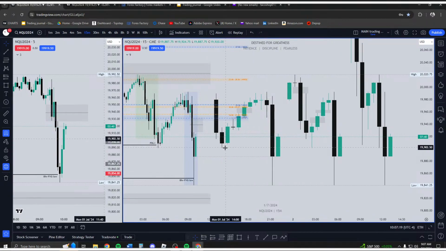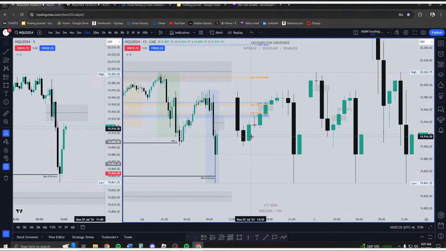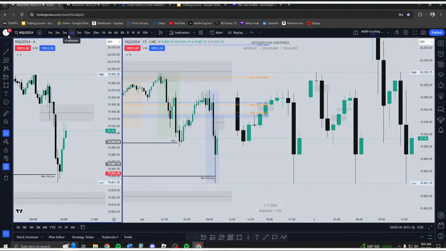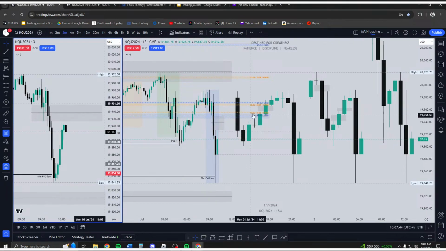Alright, so we have about 7 minutes left till this 15-minute closure here. It still looks like we are probably going to retrace. I am anticipating for us to retrace back inside this 15-minute fair value gap, and if we have any confluences on the lower time frames that would support the idea of us going into that 15-minute fair value gap, then I can take that trade.